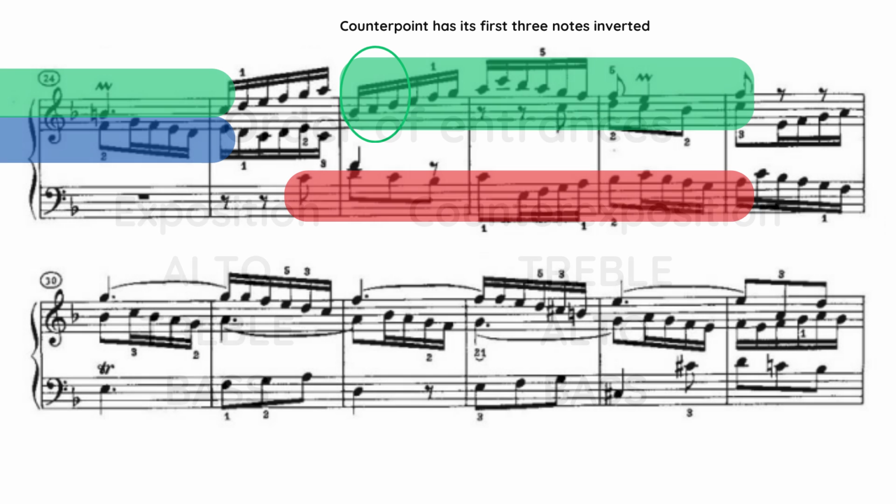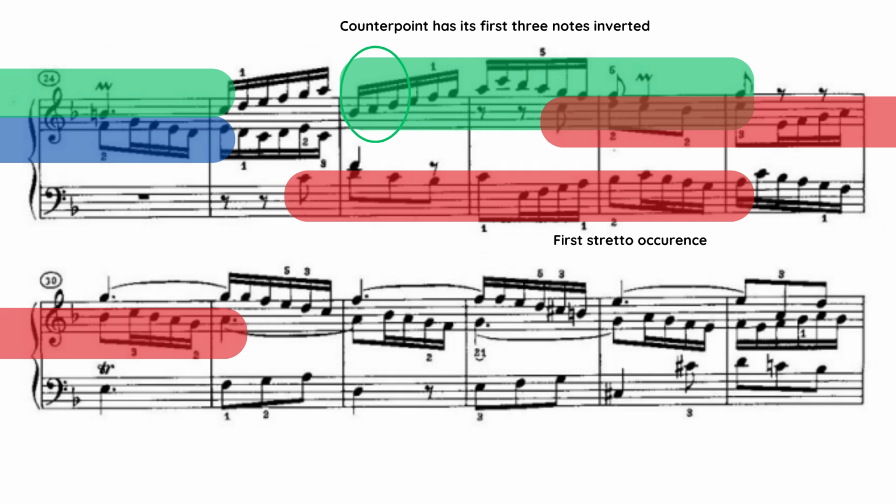Just a measure after that, we see the first appearance of a stretto when the alto enters with the subject with the counter subject in the bass. This particular counter subject is incomplete.